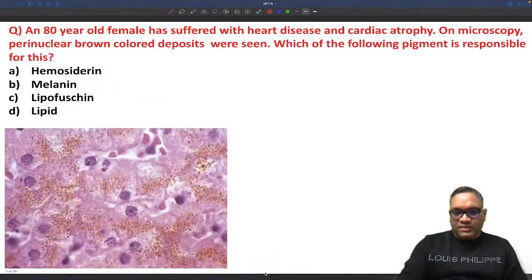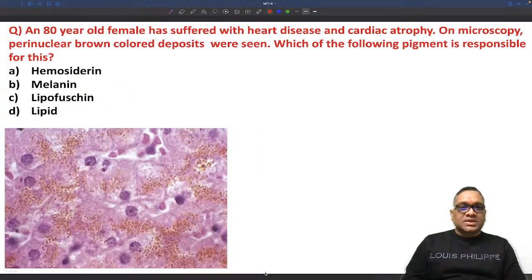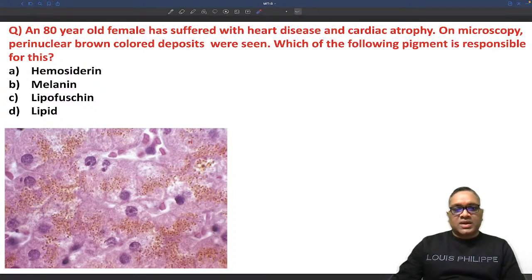Question number one. I will give you half a minute, and let us see how many of you can give a good or correct answer, right? And then we will be discussing that topic. An 80-year-old male has suffered with heart disease and cardiac atrophy. On microscopy, perinuclear brown colored deposits were seen, as you can see in this diagram also. There are perinuclear brown deposits. Which of the following pigments is responsible for this? So what should be the right answer?